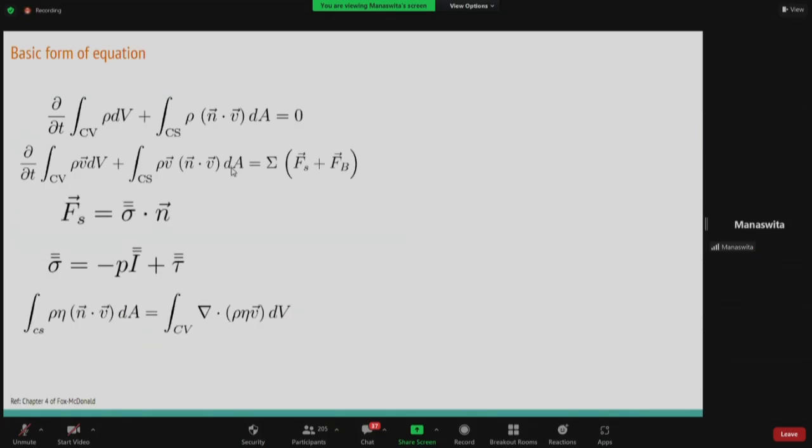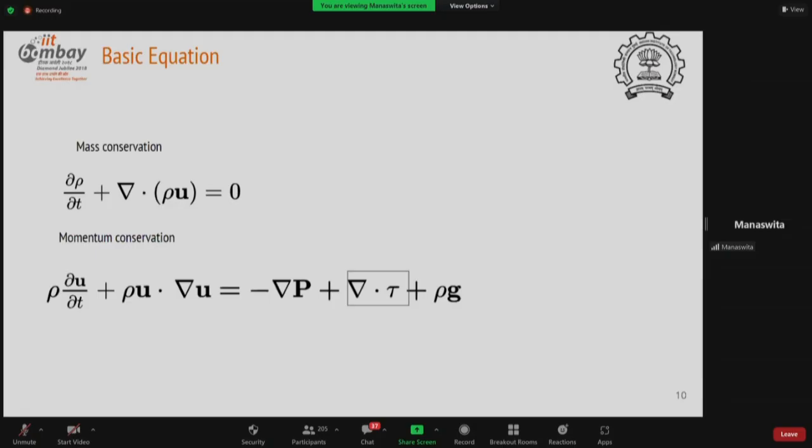Now these are the two equations, but this is the integral form. We have to use the differential form. For that, we make use of the Gauss divergence theorem. One more thing we have to do is write force in terms of the stress. Surface force we have to write in terms of the stress, a second order tensor, which I think you have gone through in the previous lecture, so I won't go through it in detail. After a little algebra, we get the familiar form of the mass and momentum conservation equations.